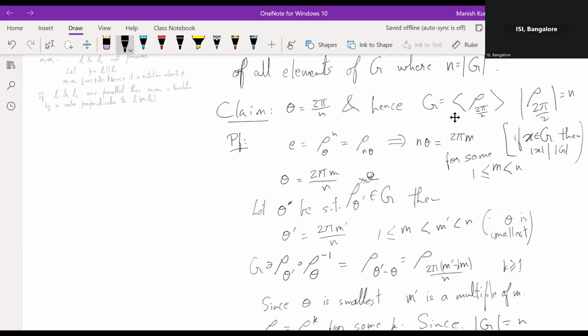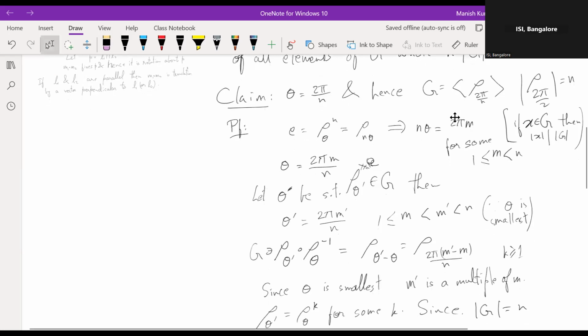So what you get is 2 pi times m prime minus m over n, because theta prime is 2 pi m prime over n and theta is 2 pi m over n. But rho theta prime and rho theta inverse both belong to G, so their product belongs to G. So this belongs to G. And by minimality of theta, that tells you that this m prime minus m has to be again at least m. And you can repeat it with various k.